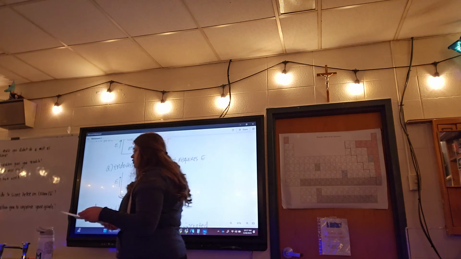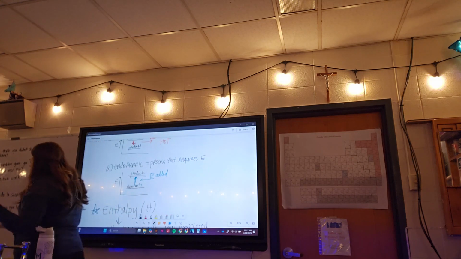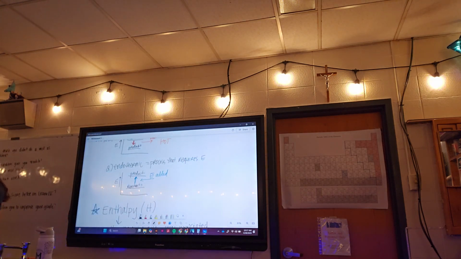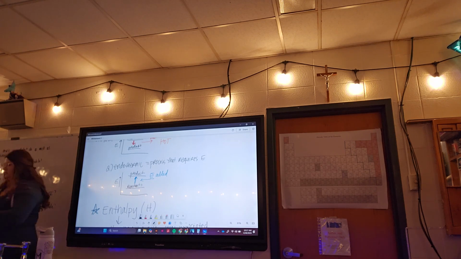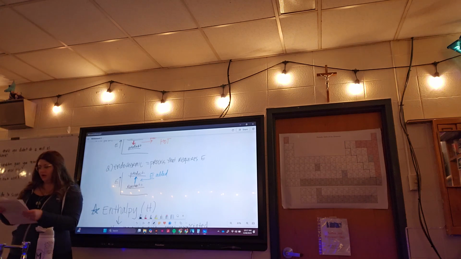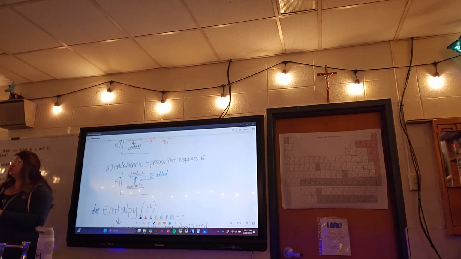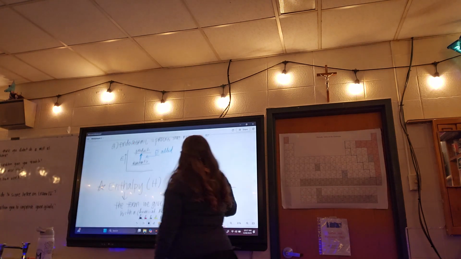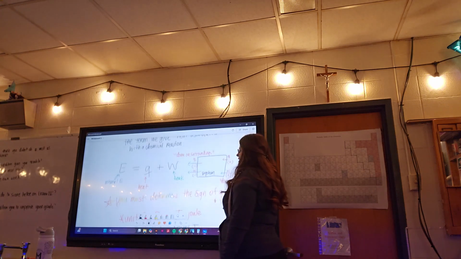For number 4, you can write the answer either exo or endo, and that's all I need. For number 6, for your first couple of parts, I give you the sign for each of the things. But on page 2, you need to decide what the sign for each of those substances is. Your equation is going to be the same for all of them. It'll always be E equals Q plus W.